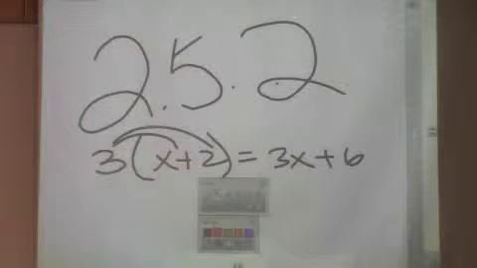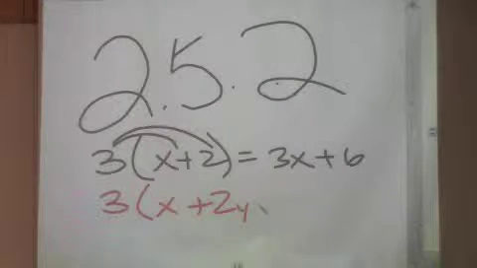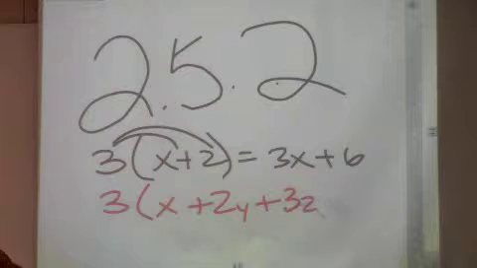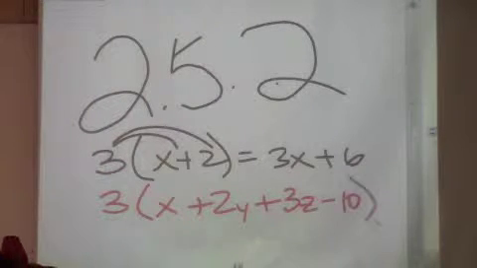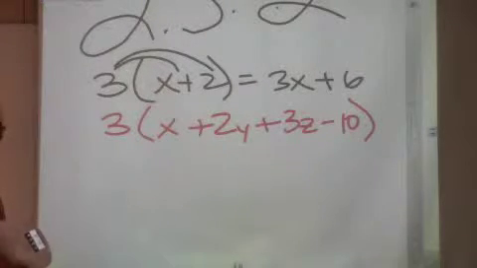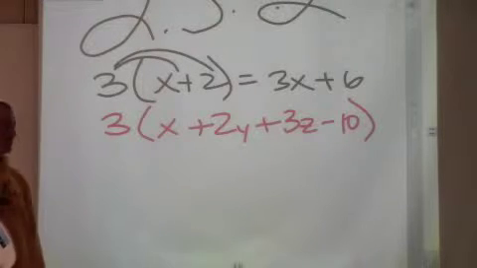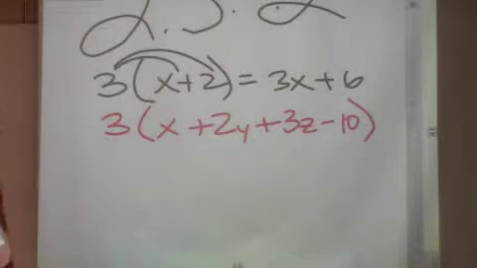But what if I changed it up and I went 3 times the quantity x plus 2y plus 3z minus 10? Does the distributive property still apply? Yes. Why? Because they still multiply every one by 3, so they still have to.